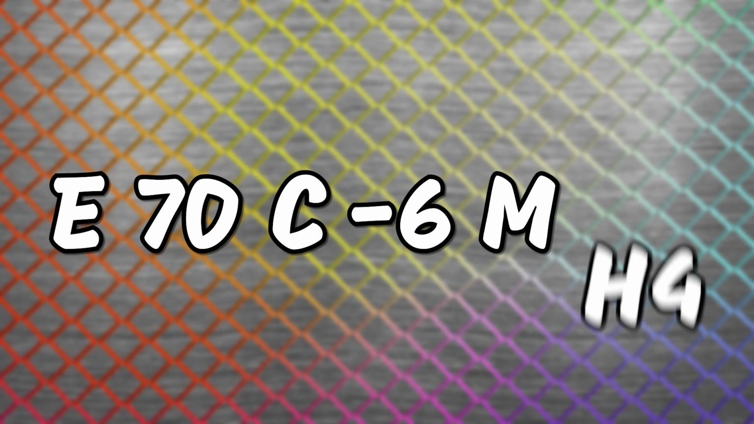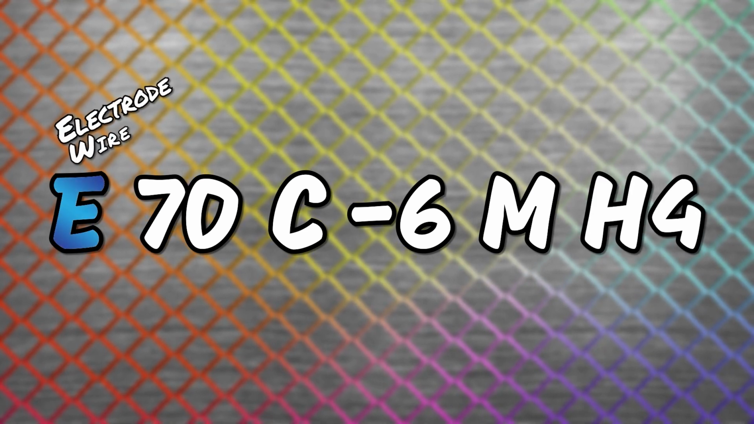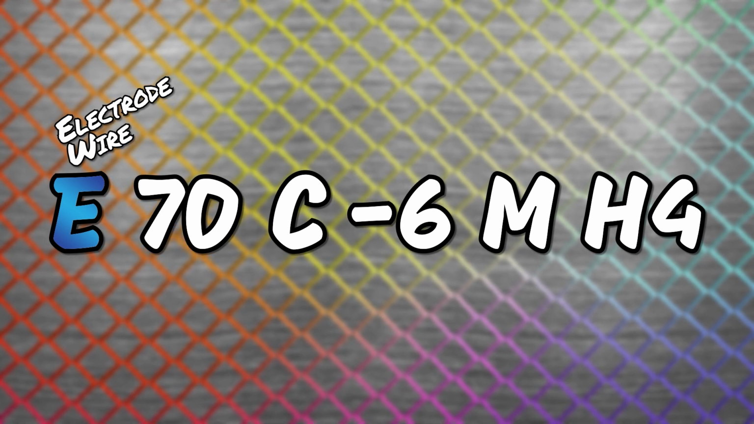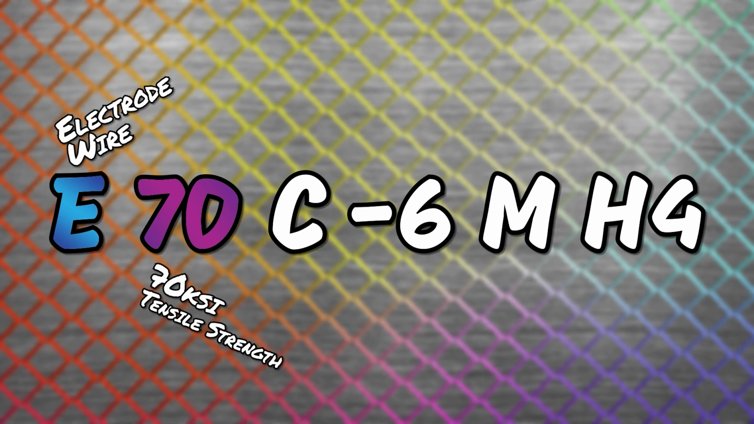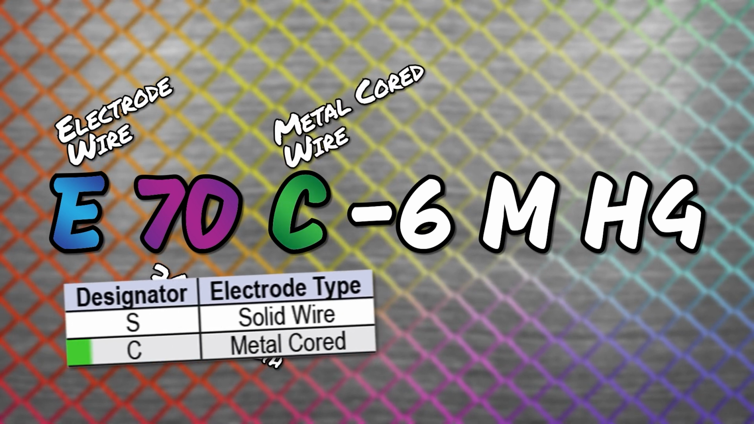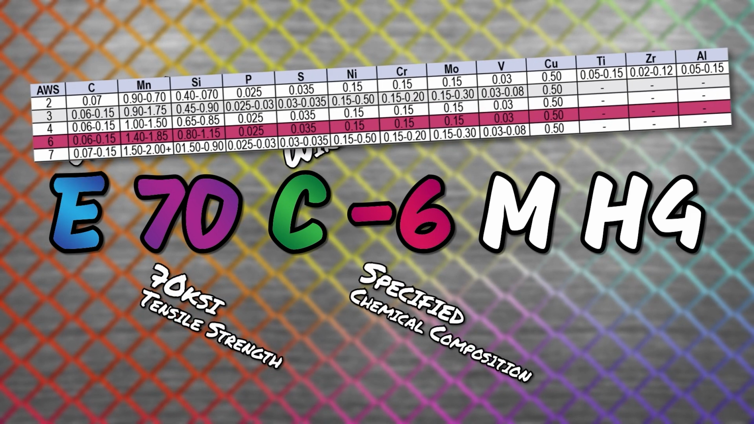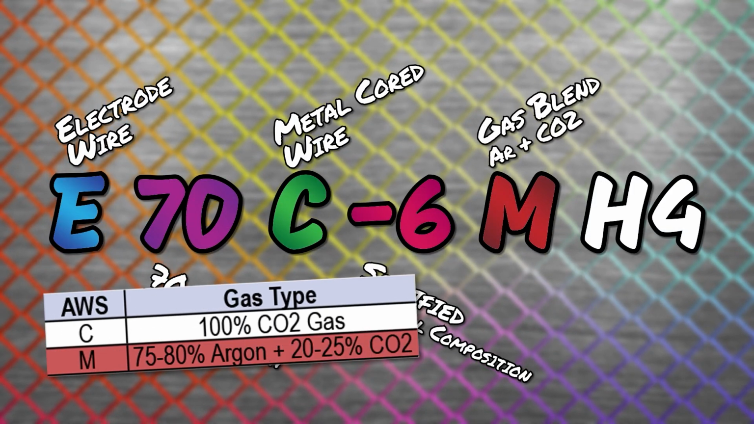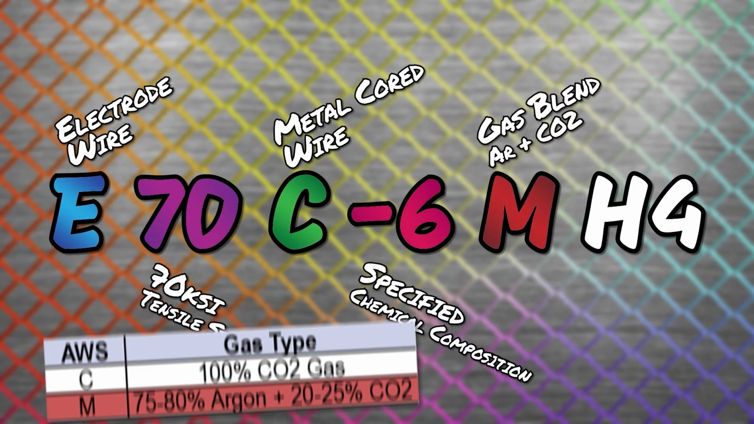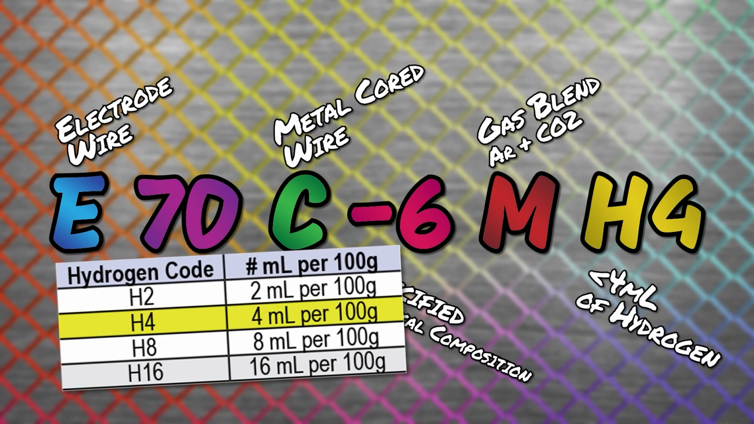Finally, E70C-6MH4. It's an electrode wire only, has 70 KSI tensile strength, is a metal cord product, has a specified chemical composition, needs an argon and CO2 gas blend, and has less than 4 mils of hydrogen per 100 grams.